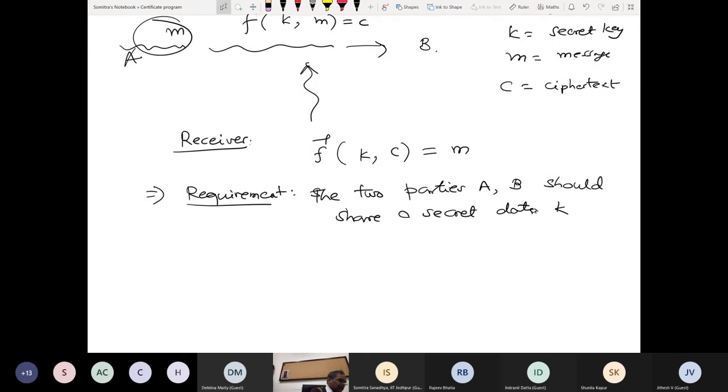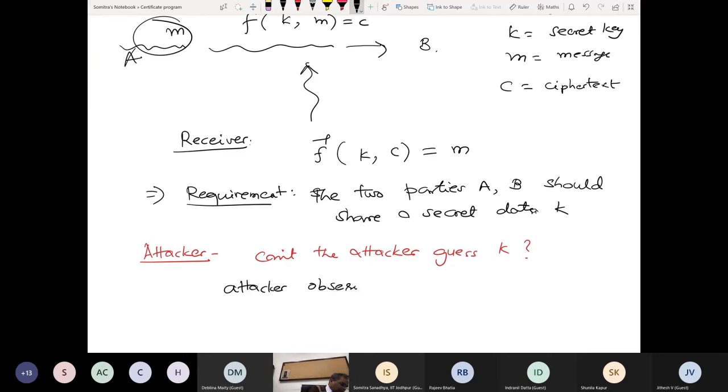So let's think in terms of the adversary again, the attacker. Can't the attacker guess K or somehow find this K? If K was very small, then surely the attacker will be able to find it, because what the attacker is observing is C, but she may not know what the message M is.